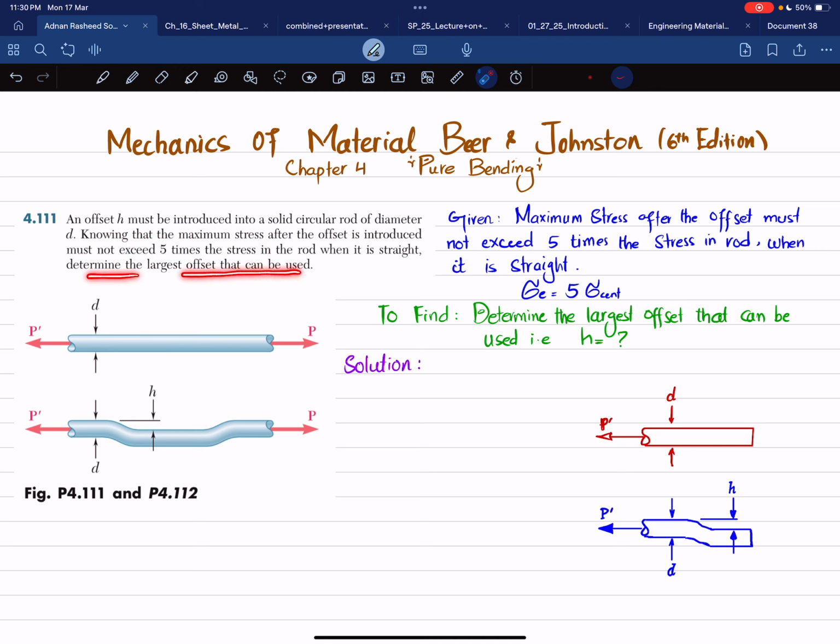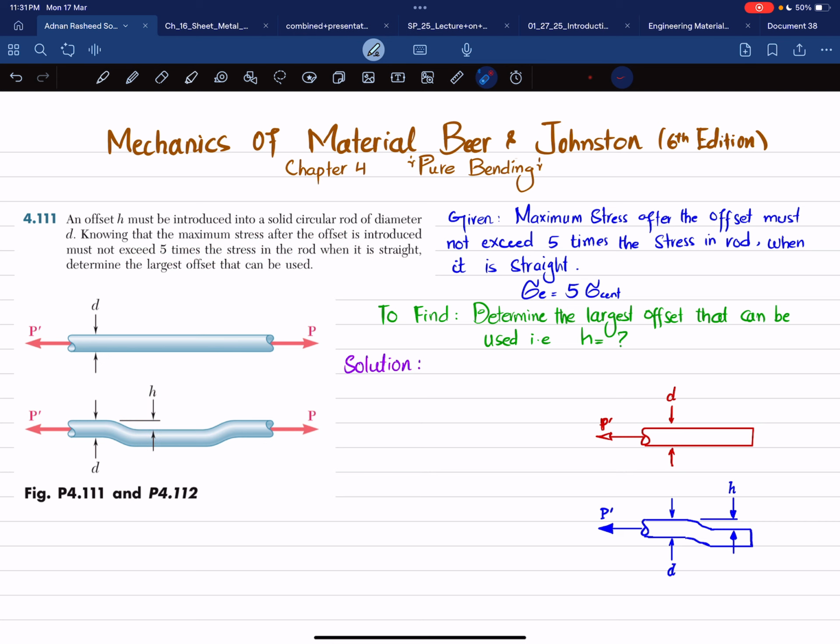You can see this is the rod that is loaded by a tensile load P', and the diameter is D. Initially it is straight, and an offset H must be introduced. The maximum stress after the offset is introduced must not exceed 5 times the stress in the rod when it is straight. So you have to determine the largest offset that can be used.